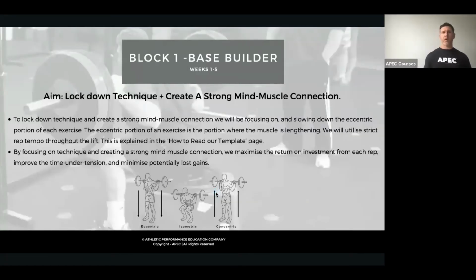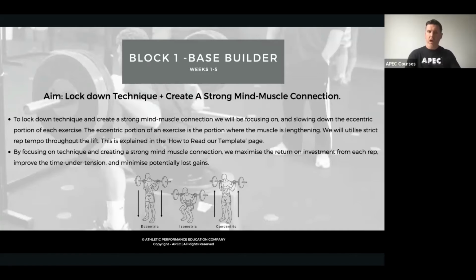Okay, block 1. What are we focusing on in block 1? The aim: lock down the technique and create a strong mind-muscle connection. To do that, we will be focusing on and slowing down the eccentric portion of the exercise. The eccentric portion of an exercise is the portion where the muscle is lengthening under tension. We will utilize strict rep tempo throughout the lift. This is explained in the how-to-read part of this presentation, which I'll bring you to in a moment.